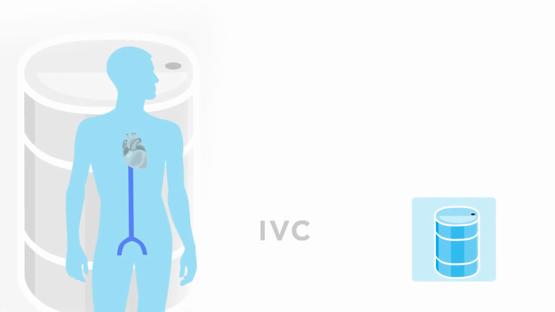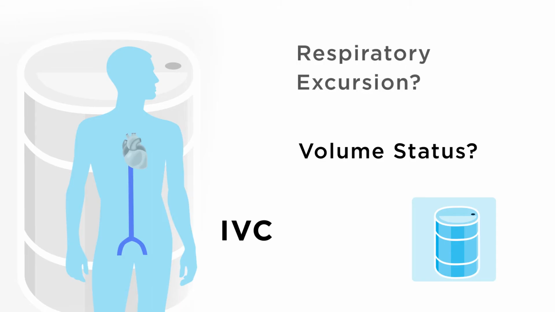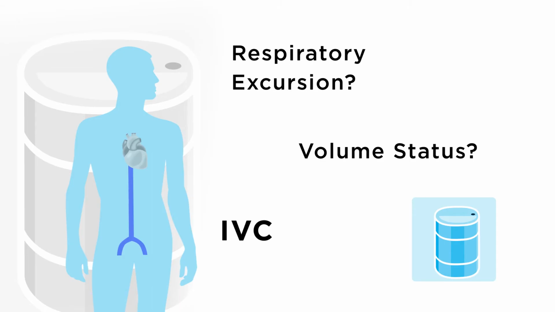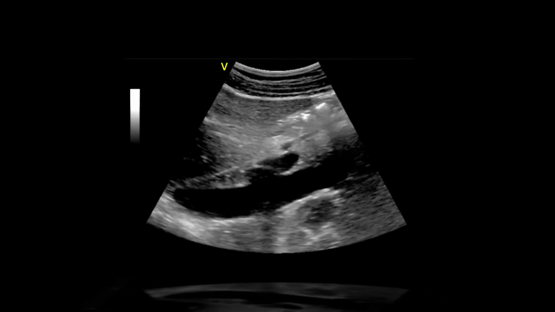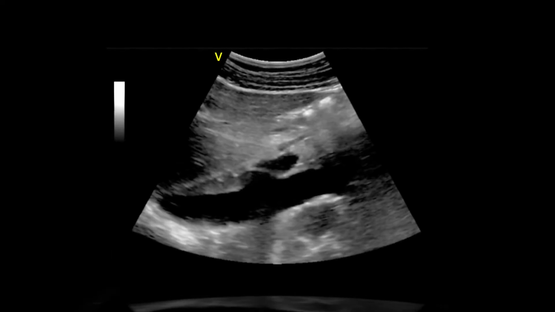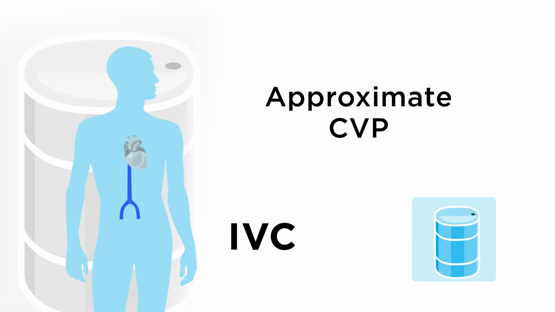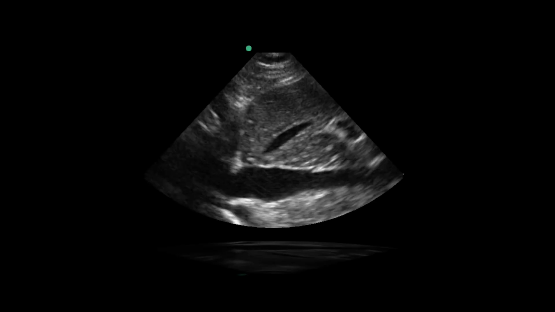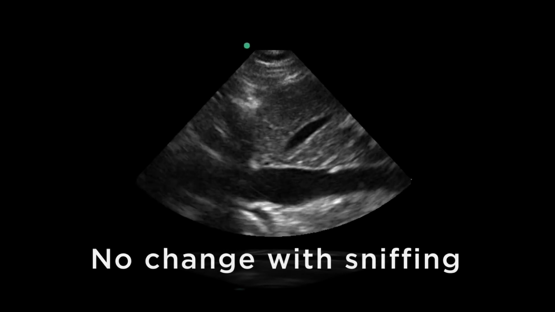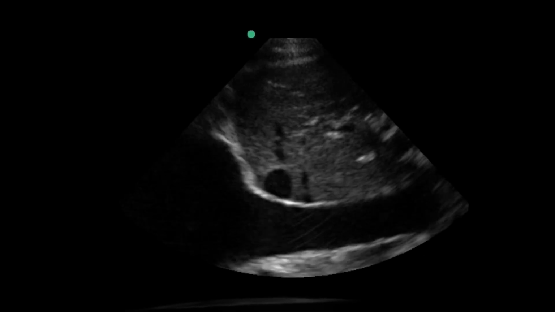In patients who present with shock, it is crucial to know their volume status as well as responsiveness of the inferior vena cava to respiratory excursion. Bedside evaluation of the patient's IVC has been proven to be an effective method of assessing intravascular volume status and also helps determine an approximate range of the patient's central venous pressure. A patient with a dilated, non-responsive IVC is unlikely to benefit from fluid therapy.